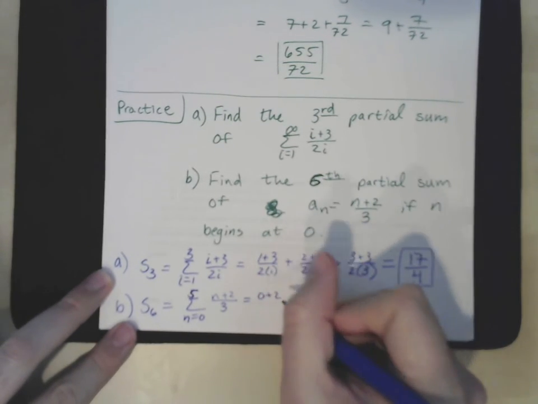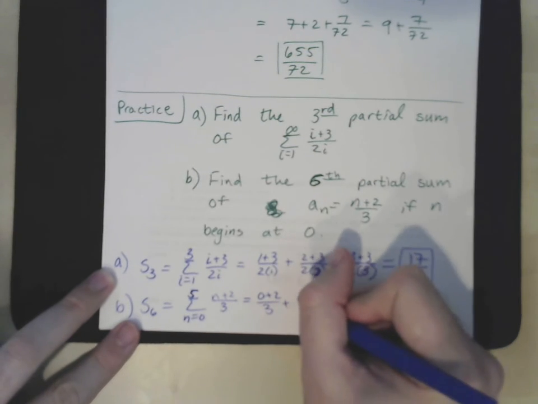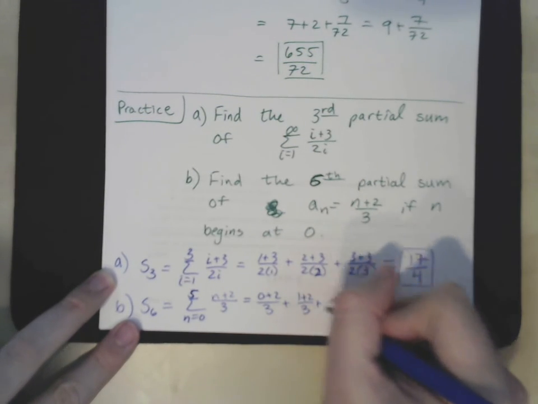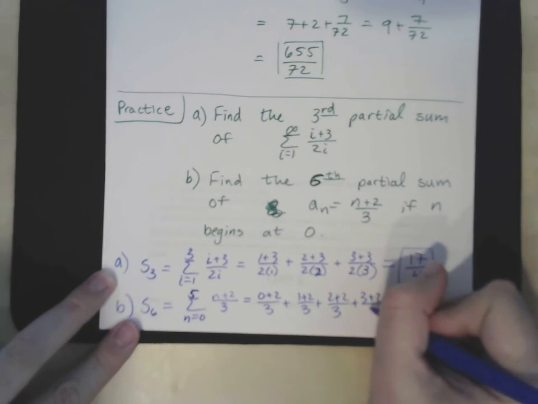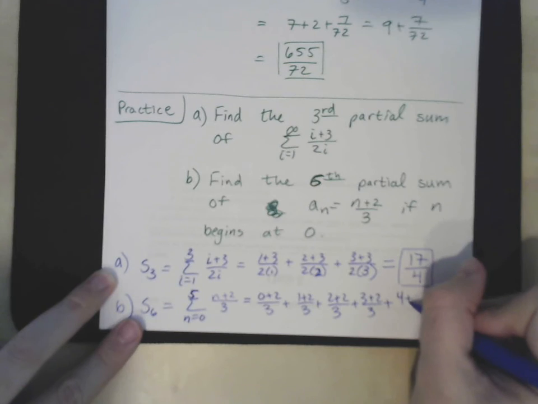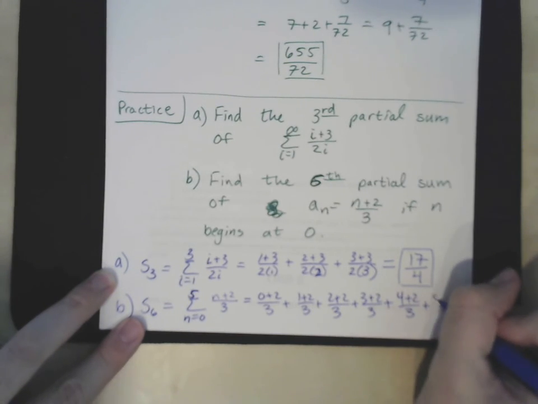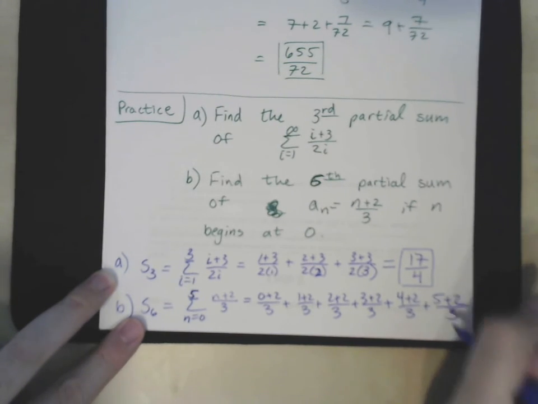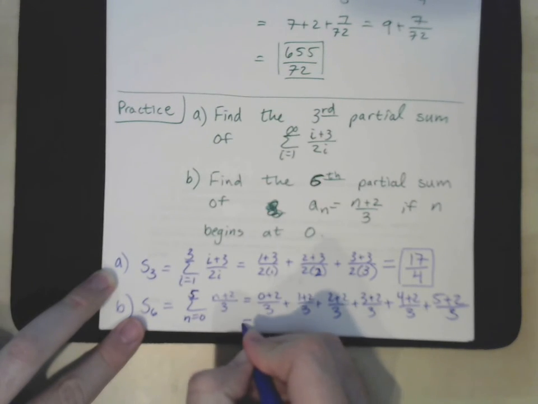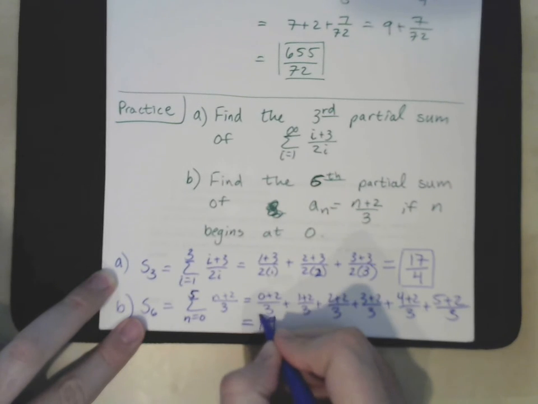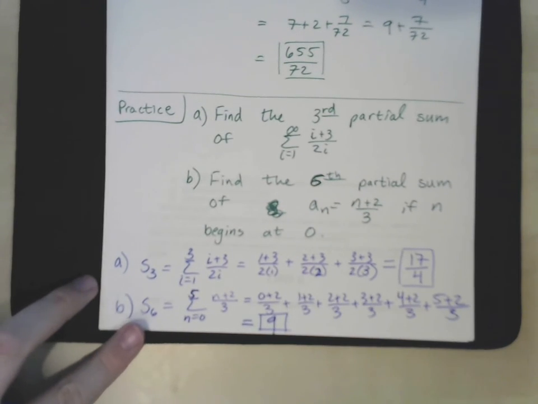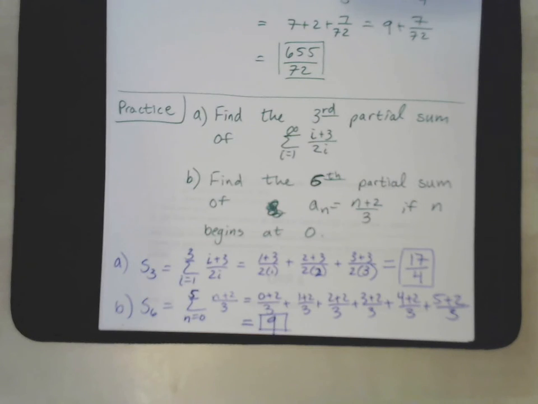So that's going to be (0 plus 2) over 3 plus (1 plus 2) over 3 plus (2 plus 2) over 3 plus (3 plus 2) over 3 plus (4 plus 2) over 3 plus (5 plus 2) over 3. When you add all that up, you should get, if my math is correct, 9. So partial sums just give us a way to talk about series in a more manageable fashion.